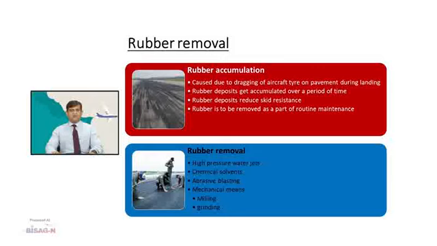The methods of removal of rubber are high pressure water jets, chemical solvents, abrasive blasting. Certain mechanical means such as milling and grinding may also be used. In a large number of cases, a combination of the above methods can also be used, such as application of chemical solvents to dissolve the rubber combined with high pressure water jets to clean the surface. We must remember that methods used to remove the rubber can also cause damage to the runway, and therefore the continuous monitoring of the coefficient of friction of the pavement must be ensured.